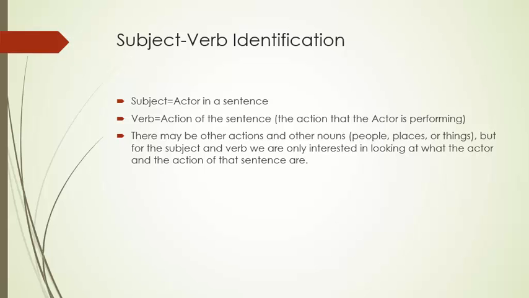When we're finding subjects and verbs, we need to start with a simple definition. In a sentence, the subject is going to be the actor in your sentence, and the verb will be the action in the sentence, the thing that the actor is performing. There might be other actions and other nouns, people, places, or things, but what we're really going to be concerned about here are those specific drivers, the action of the sentence and the who or what that is doing that action, the subject.